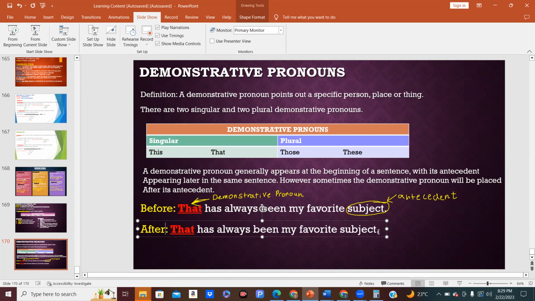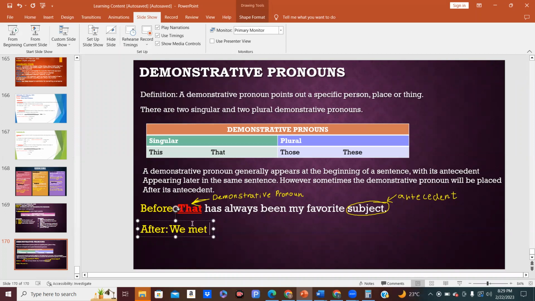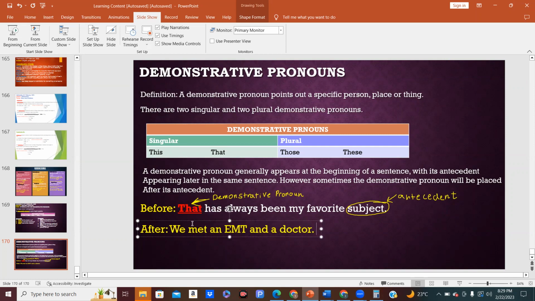Now the demonstrative pronoun could come after the antecedent. So we can say, we met a nurse. Well, let's use EMT. We met an EMT. Everyone knows it's an EMT, right? And the doctor. These were the most interesting guests.